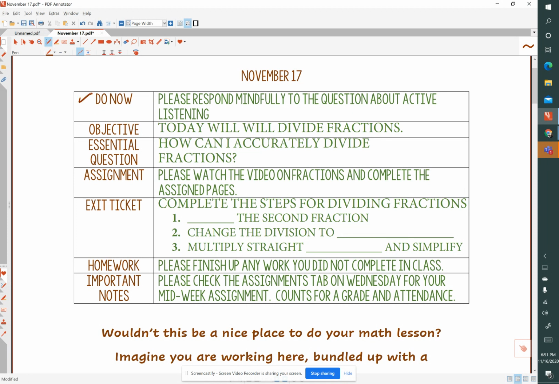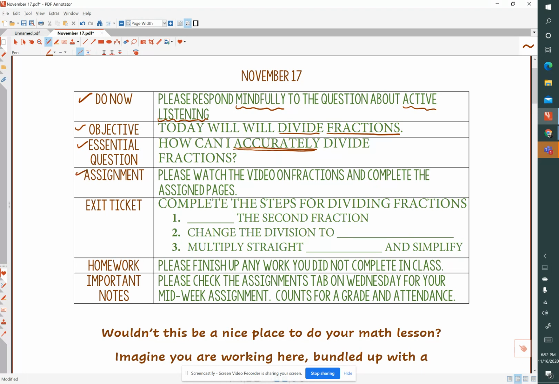So for our do now, we will respond mindfully to a question about active listening. That'll be kind of fun. Our objective today will be to divide fractions. You're going to find them to be very much like multiplication. Our essential question is, how can I accurately divide fractions? We always want to get a correct answer, a correct quotient when we divide.